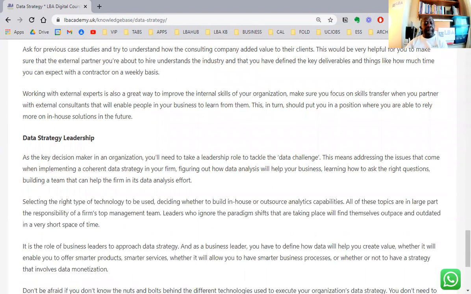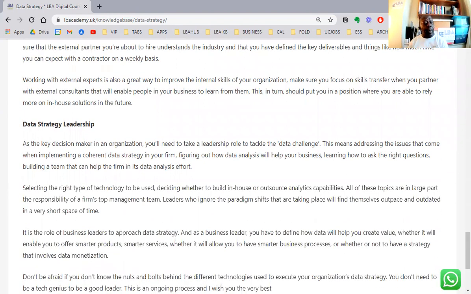And this is now about rounding up more or less about your leadership. So as the key decision maker in your business, you'll need to take a leadership role to tackle the data challenge. This means addressing the issues that come when implementing a coherent data strategy in your firm, figuring out how data analysis will help your business, learning how to ask the right questions, building a team that can help the firm in data analysis efforts, selecting the right type of technology to be used, deciding whether to build in-house or outsource analytic capabilities.